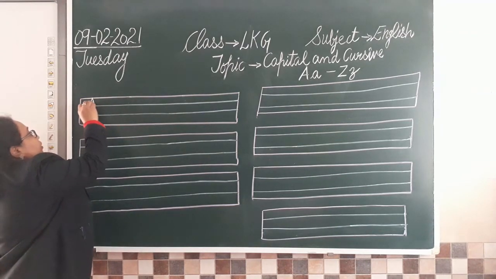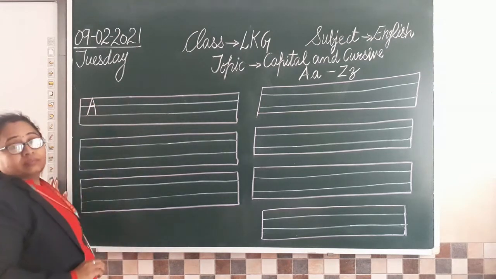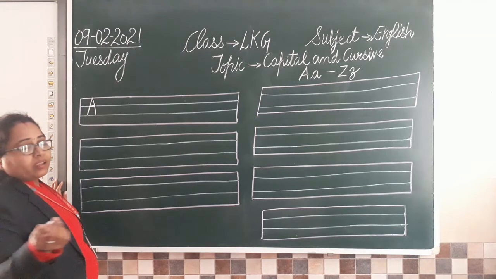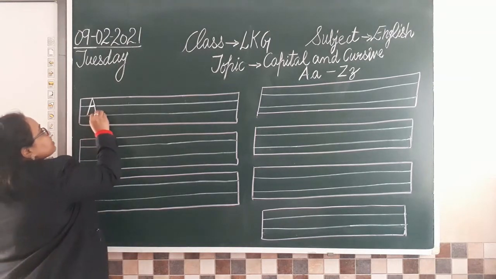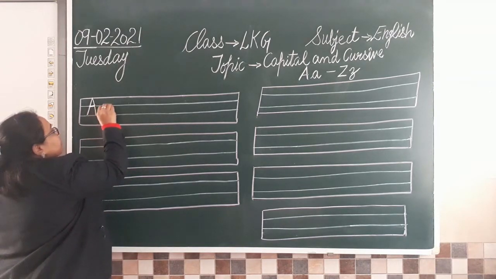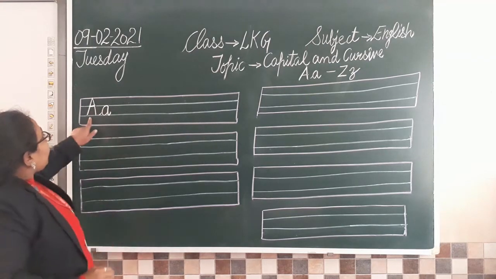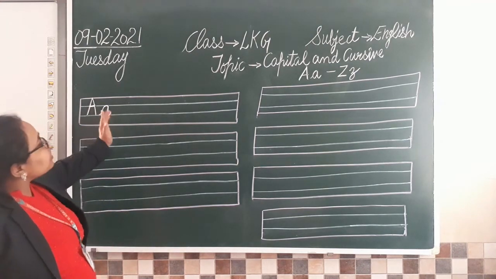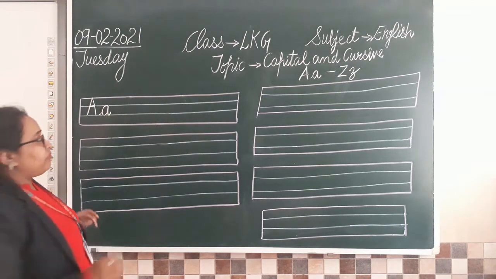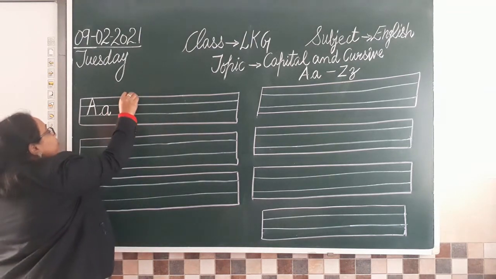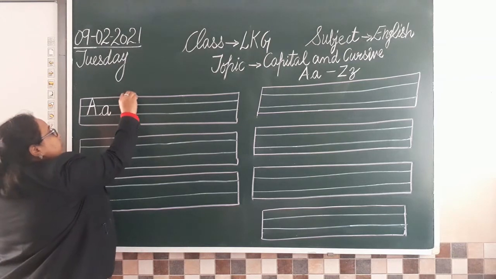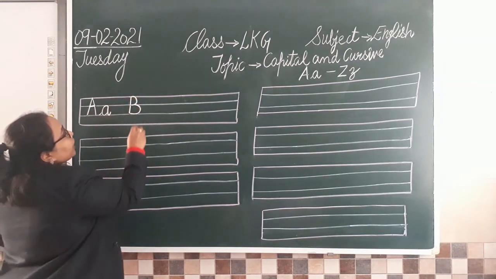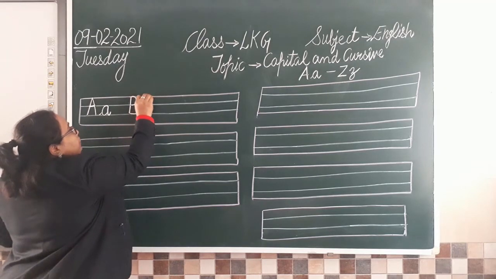A for apple. What is the sound of A? A. Axe. Like this. A. A. Like this, we are going to write all the alphabets. Next we have B. B. B.